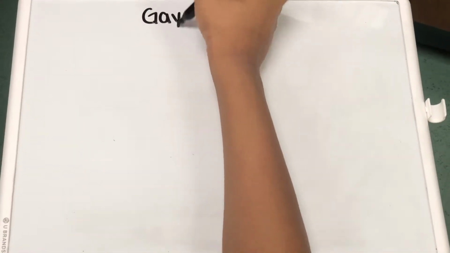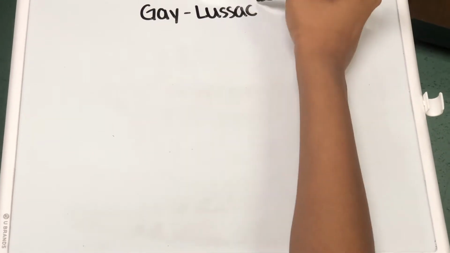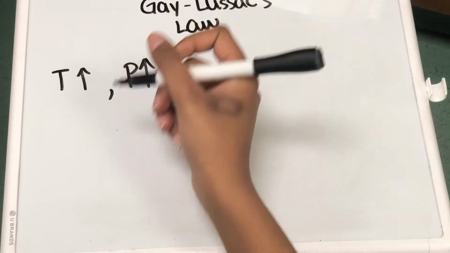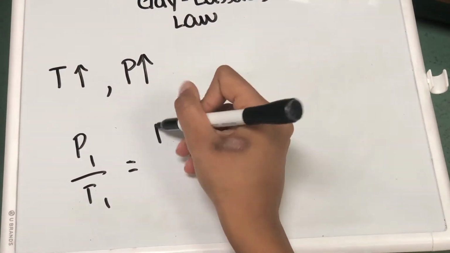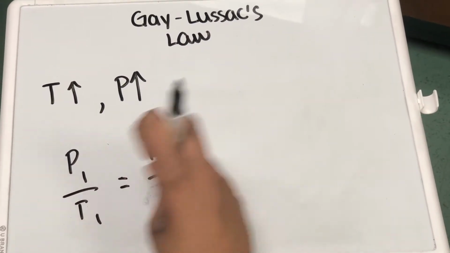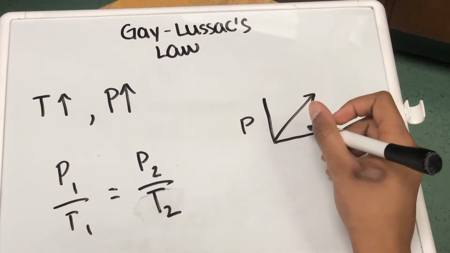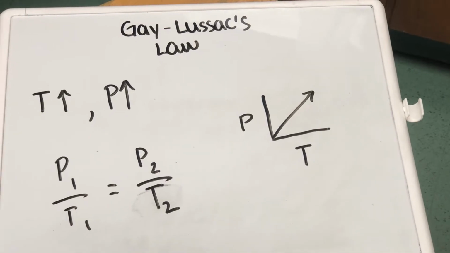Number 3 is Gay-Lussac's law. This law states that the pressure of a given amount of gas held at a constant volume is directly proportional to the Kelvin temperature. As the pressure goes up, the temperature also goes up, and vice versa. The formula for this is P1 over T1 equals P2 over T2.